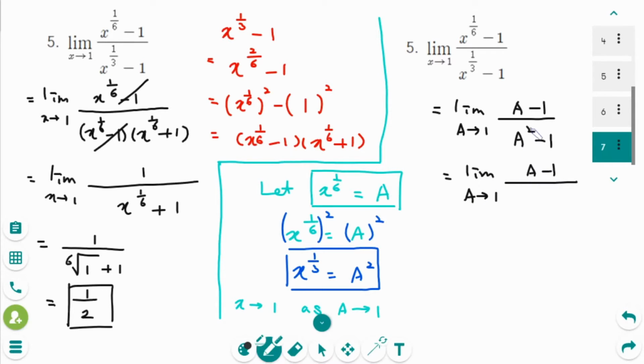So a squared minus 1 can be factored into a minus 1 and a plus 1, and cancel the common factor. 1 over a plus 1, and putting 1 into a is 1 plus 1, so 1 over 2 is the same answer.